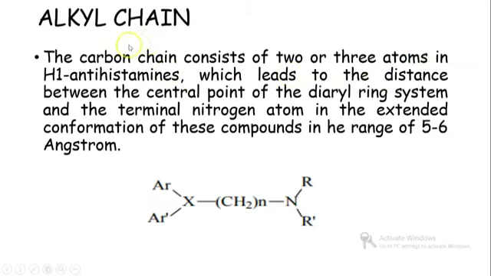Then next is the alkyl chain or carbon chain. Most of the structures contain an ethylene chain. Extension or branching of the chain results in a less active compound. The carbon chain consists of 2 or 3 atoms in the H1 antihistamines, which keeps the distance between the central point of the diaryl system and the terminal nitrogen atom in the extended conformation in the range of 5 to 6 angstrom.